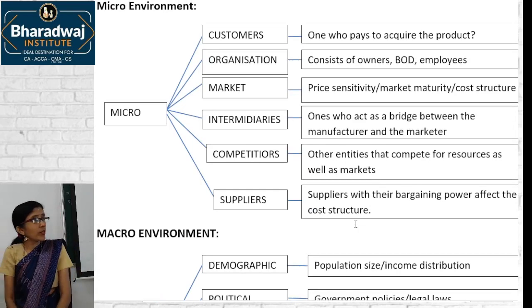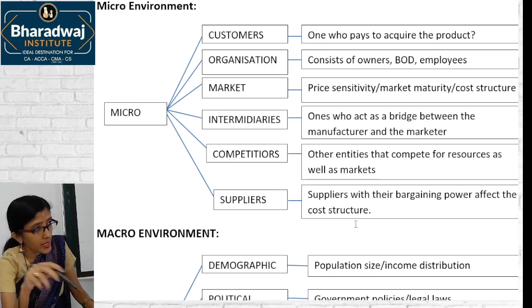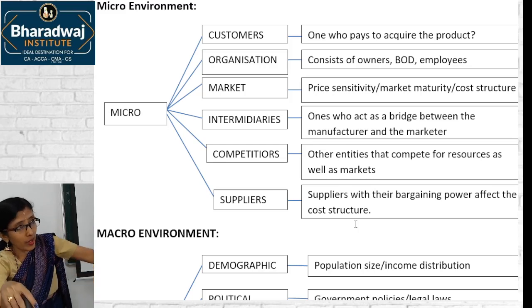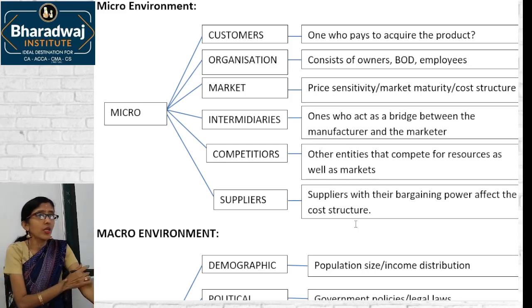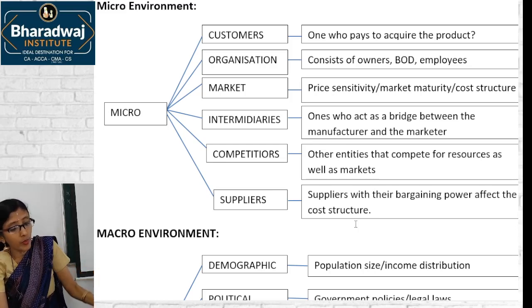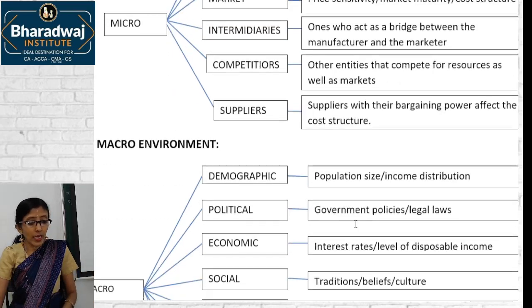So look at this. Now are you able to see? This is the next level. First level is the chart revision. Second level is the meaning, or what each component implies in the business context, starting from customer to organization. Under micro, it consists of owners, board of directors, employees. Market: price, market maturity, different stages, the stages of the life cycle of a product: introduction, growth, maturity, saturation, decline, and cost structure. Intermediaries, competitors, we know, business rivals. Suppliers, because they also have control over the market with their bargaining power. And macro environment.